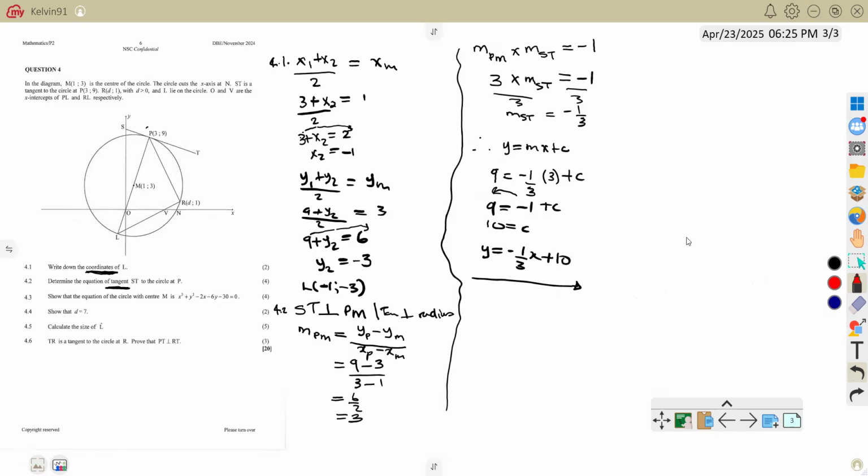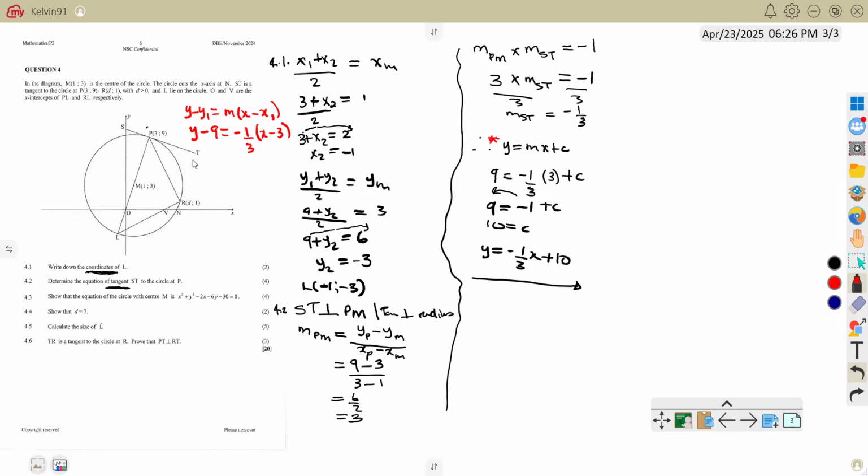Alternatively, when you are dealing with the equation, you are going to use y minus y1 equal to m open bracket x minus x1. From there, y minus y1, where y1 is from the point, 9, equal to the gradient, which is negative 1 over 3. Then you have x minus x1, where x1 is 3.